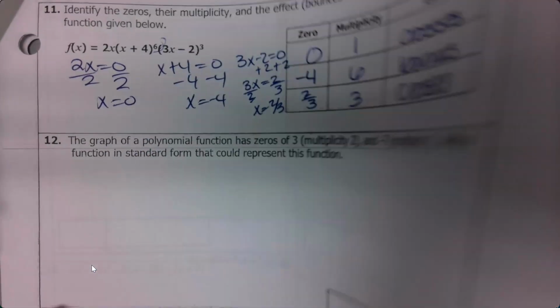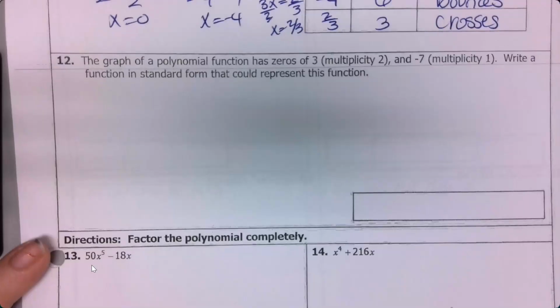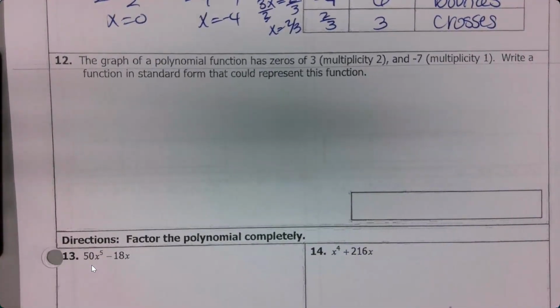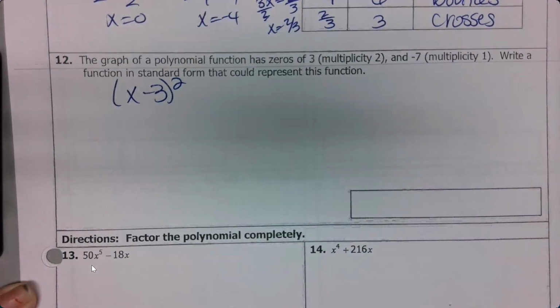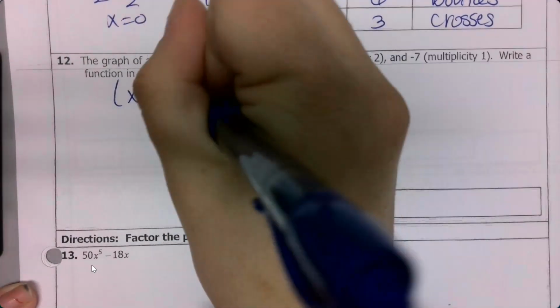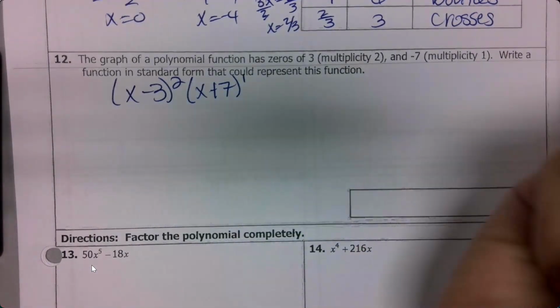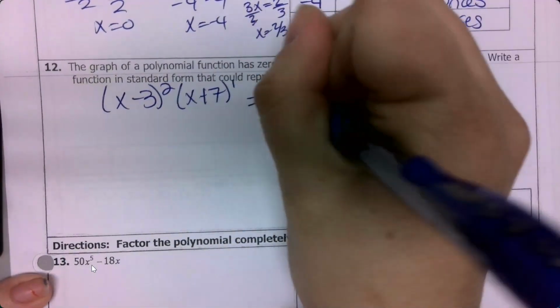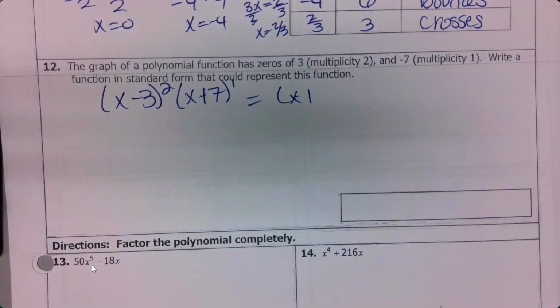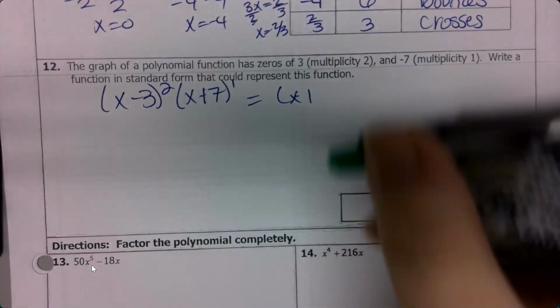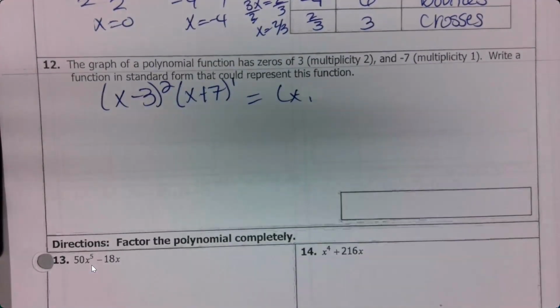Number 12 says the graph of a polynomial function has zeros of 3, multiplicity 2, and -7, multiplicity 1. Write a function in standard form that could represent this function. So I have x minus 3, multiplicity 2 means my exponent is 2. Then I have x plus 7, my exponent is 1. So I want to go ahead and multiply this out. I'm going to rewrite my x minus 3 without my exponent. So I'm going to multiply two x minus 3's together.